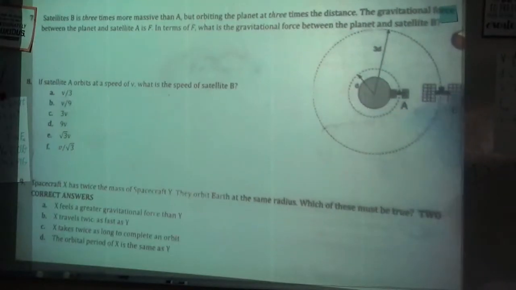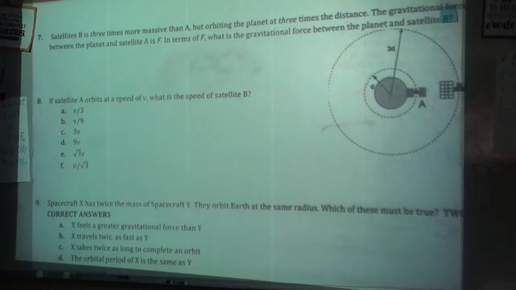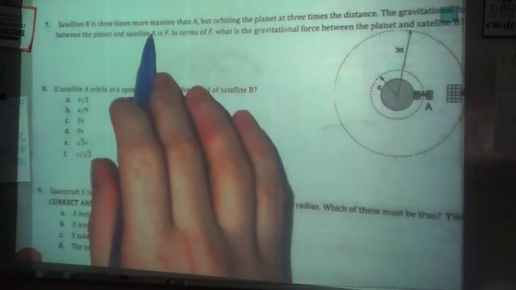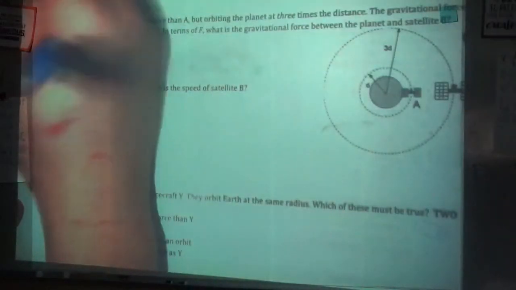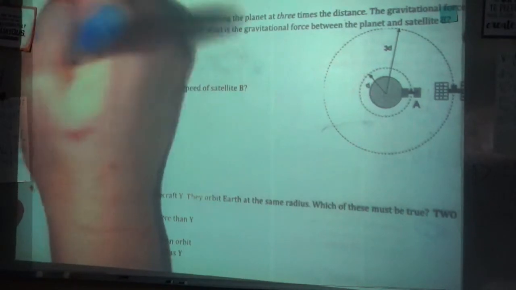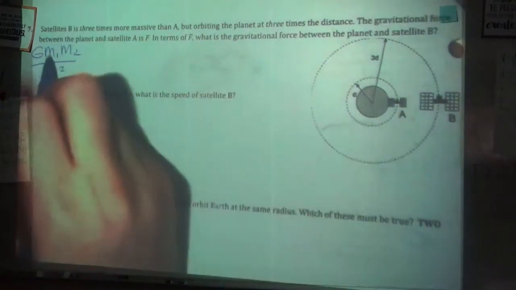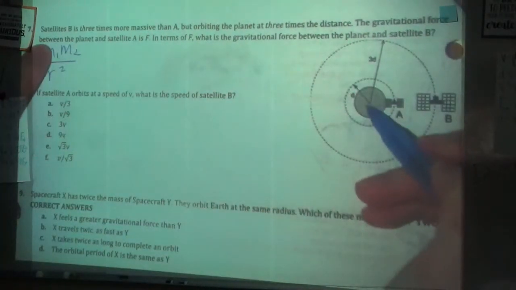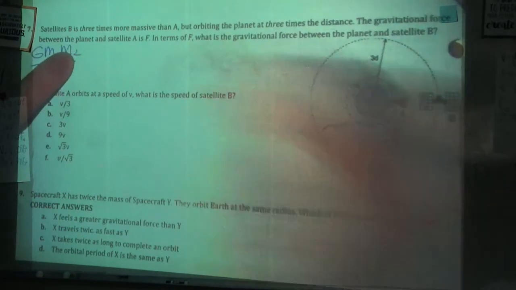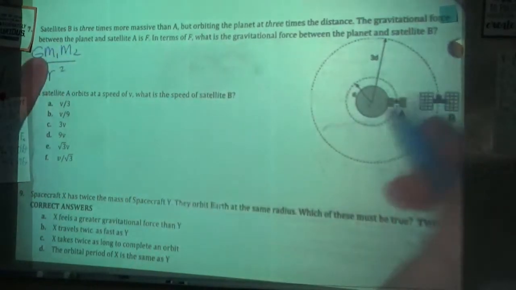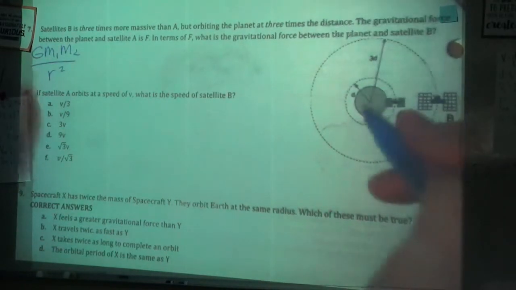Satellite B is 3 times more massive than satellite A, but orbits at 3 times the distance. The gravitational force between A and the planet is F. What is the gravitational force between the planet and B? So we are looking at the force of gravity equation. And this one has 3 times the mass, so only one of the masses, right? Think of M1 as the planet, and M2 as the satellite. So we already know for satellite A, the force is F. Now we're looking for the force between satellite B and the planet.